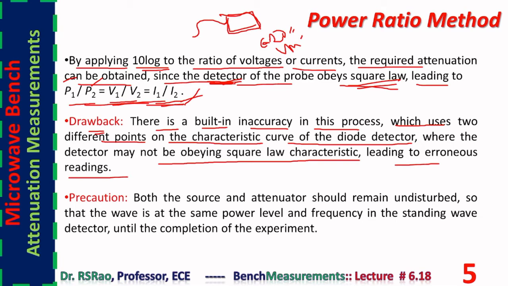In such a case, these two readings which are taken over the characteristic curve of the detector are far away from the ideal square law characteristic, resulting in a huge amount of inaccuracy in the result, a huge amount of error in the result that is obtained with the procedure mentioned here.